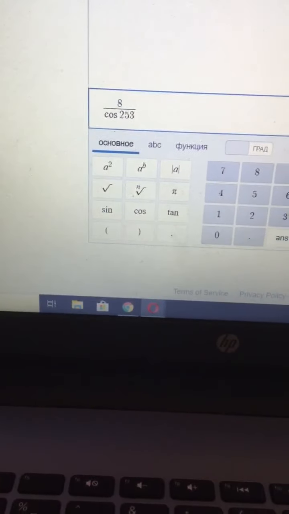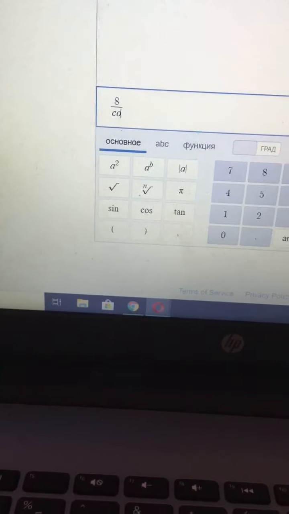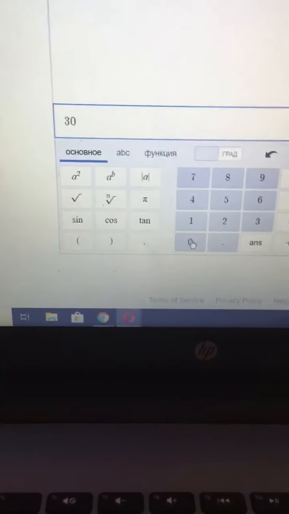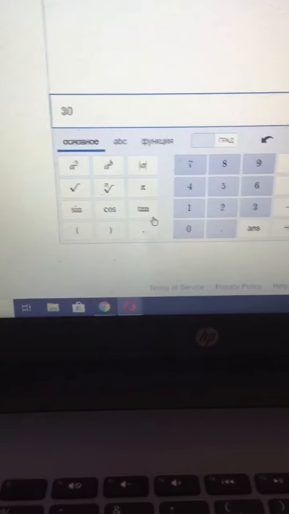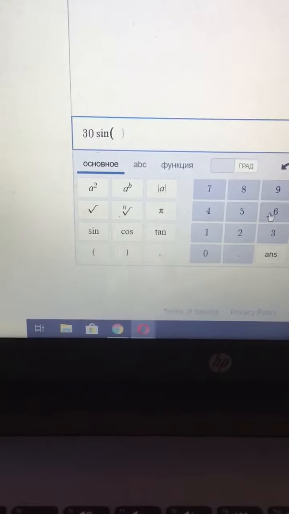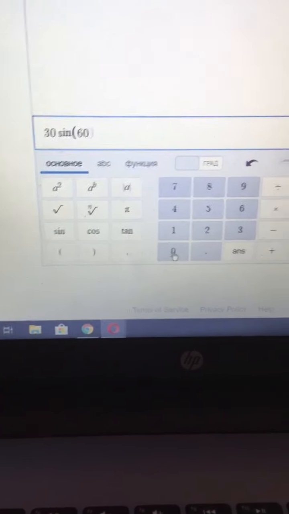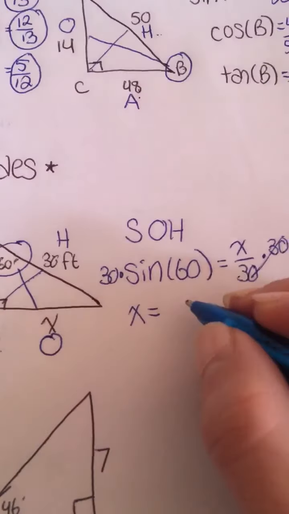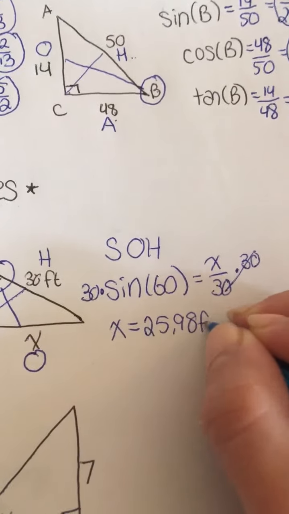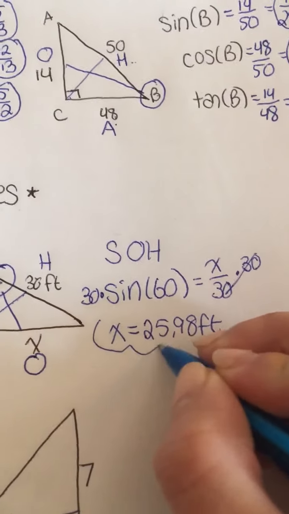Oh no, you need to clear it out first. Or you can hit enter and go to the next line. That would also work. So 30 times, you don't even need to really put the times sign, because whenever there's no operation, it's automatically multiplication. So it's 25.98. And here we have feet. And that's all you really need to do.